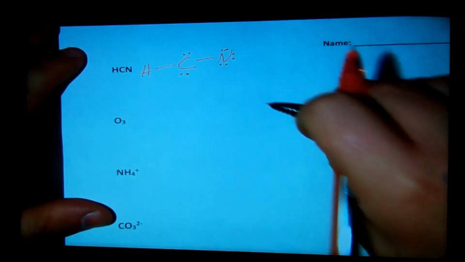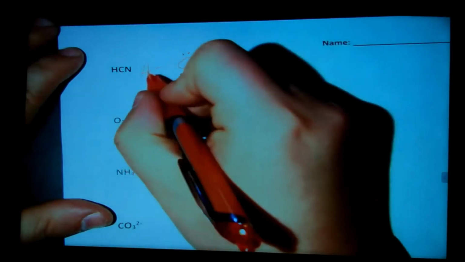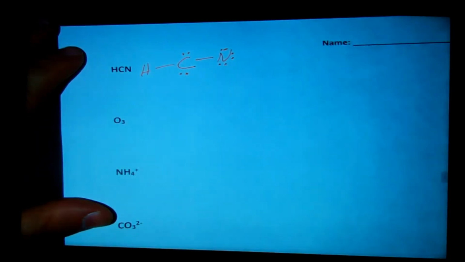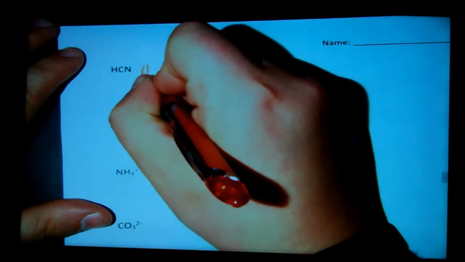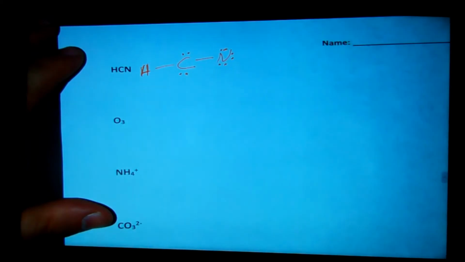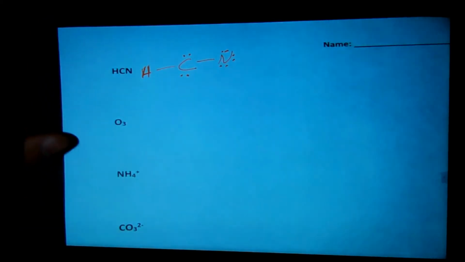Like before, I'm going to use my black ink pen. Do not give hydrogen any lone pairs whatsoever. Remember, hydrogen is a rule breaker and it will only form 1 bond. Please remember that. Alright, from here we're going to calculate how many of these we should be showing.